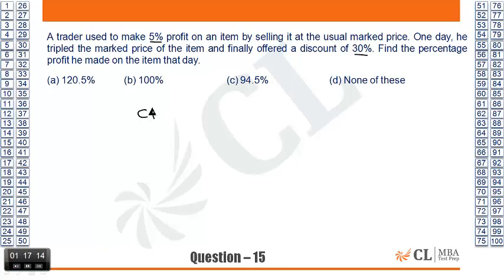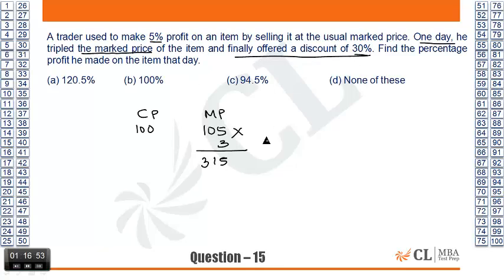Which means if the cost price is 100, he's selling it at the marked price, making 5% profit, which means he's selling it at 105 bucks. One day he tripled the marked price. He tripled it by 3, which makes it 3 5s are 15, 315. That's the marked price. And finally he offered a discount of 30%. Selling price will be 70% of this.